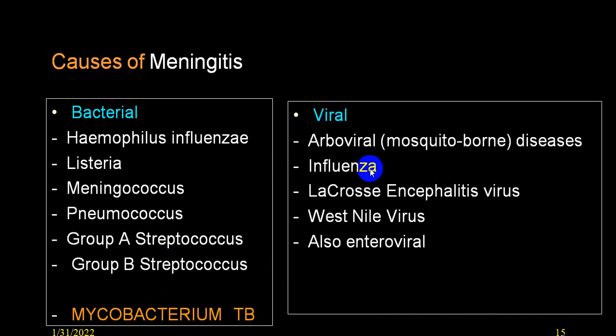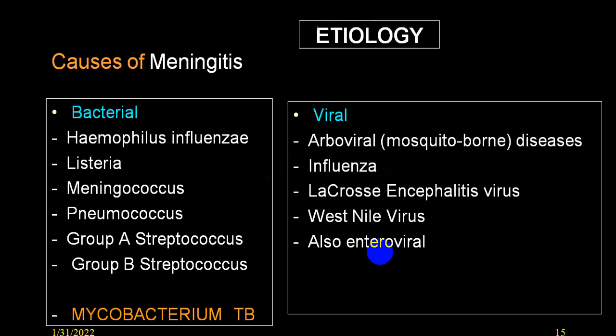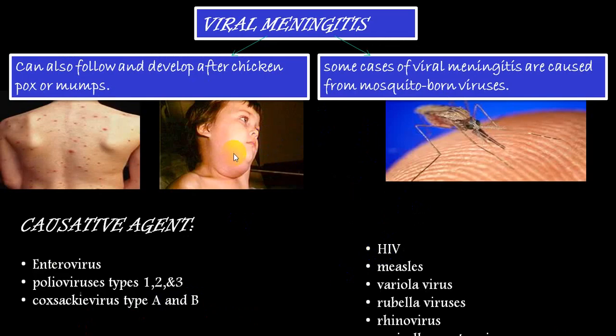Among viral, influenza, encephalitis, West Nile, then Japanese encephalitis, etc. Those are quite common. So among viral meningitis, mumps and chickenpox can be a common cause in children, and maybe mosquito borne, particularly some cases can be there, and the commonest organism is enterovirus.